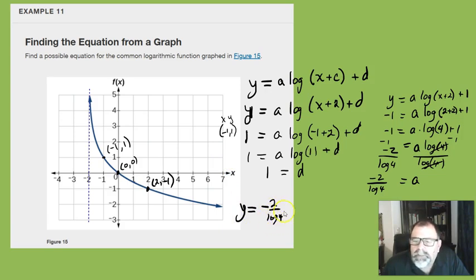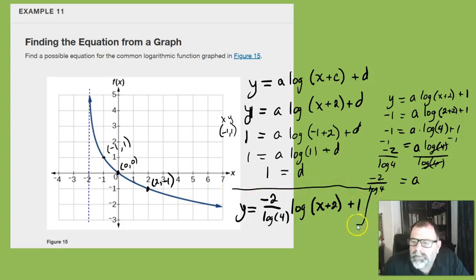You can punch this in your calculator if you want to approximate. Let me write that again. Okay, so negative 2 over log of 4. You don't need the parentheses, but the book tends to do that. So that's the a, log base 10. You don't have to write the base. Then x plus 2, and then the plus 1 on the outside. So that's our final answer there.